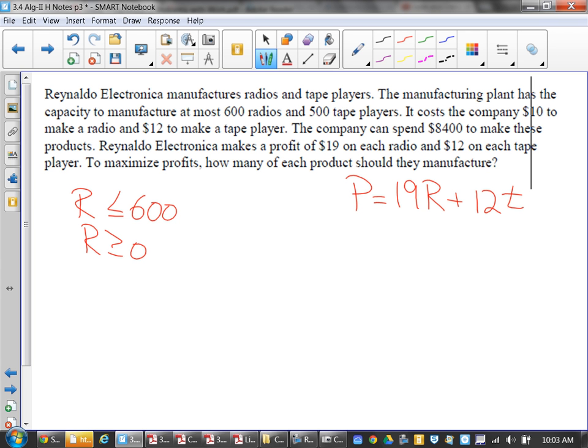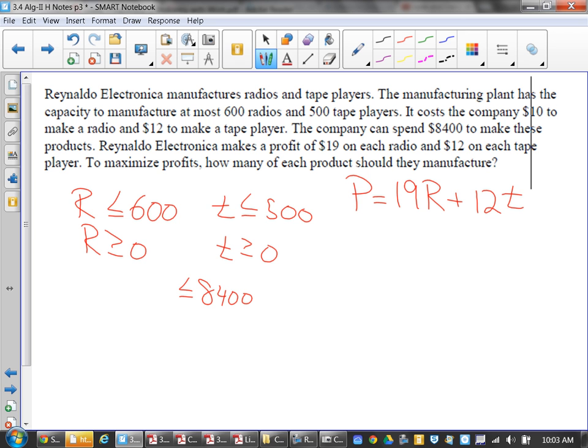Same thing with the tape players. They said they can make at most 500 of them. So for tape players, it's less than or equal to 500, but it's got to be greater than or equal to 0. The next bit of information said that they had a limit on the amount of money they had to manufacture. Well, what was the most they could spend? $8,400. So they have to spend less than or equal to $8,400. And then how much did each radio cost to make? 10. And how much did each tape player? 12.